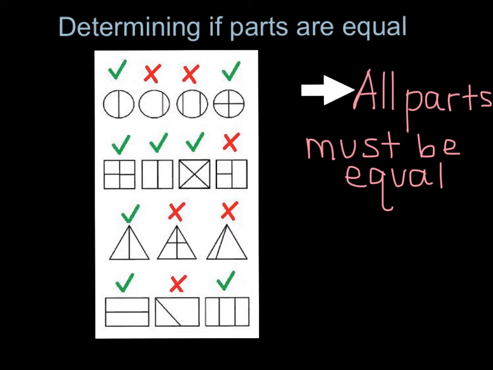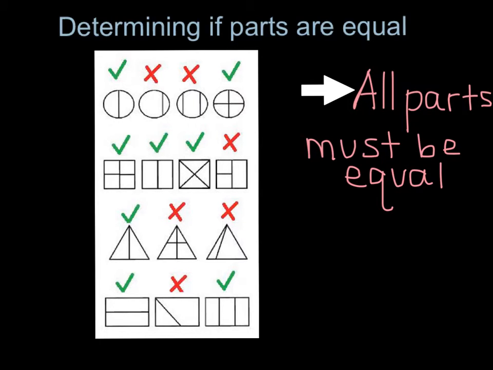The fourth one, they have divided into two equal small triangles, but then they have one large triangle. So even though those two small triangles are equal, we remember that all parts must be equal, so the large triangle does not make that one equal. Looking at the third row in the triangles, we see that the first one is split directly down the middle, so we can see that it has two equal smaller triangles.